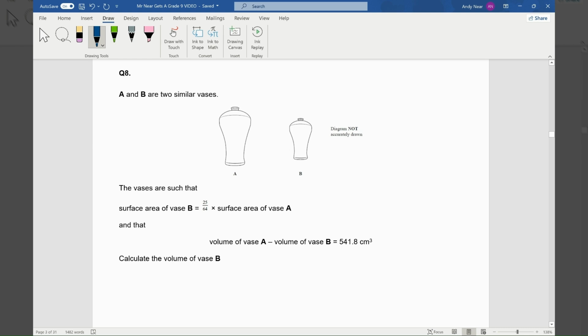So here we have 2 similar vases, and we're told the ratio or fraction of the surface area of vase B is 25 over 64 times the surface area of vase A. So 25 and 64 are both square numbers, which is going to be very useful. So I've got vase A and vase B, and they are in the ratio of 64 to 25. So vase A is the big one with the 64, and B the small one with 25. And these are square numbers, 8 squared and 5 squared.